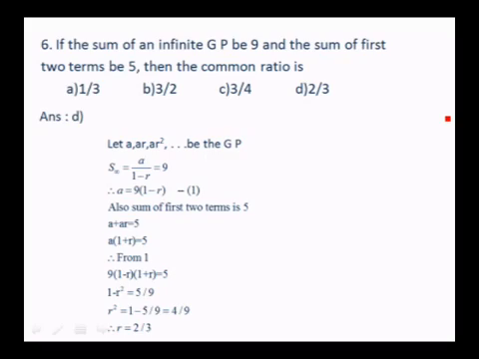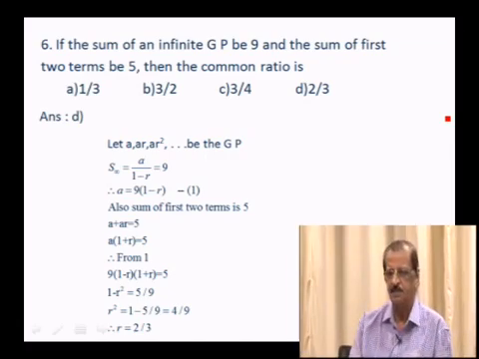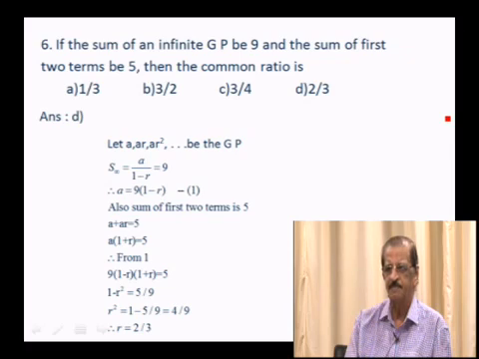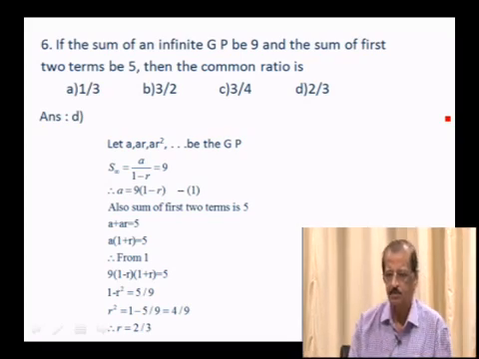The sum of the first two terms is a plus ar. So, that is equated to 5. a plus ar is equal to 5. If you take a as a common factor, a into 1 plus r is equal to 5. Therefore, from 1, you substitute a as 9 into 1 minus r. So, 9 into 1 minus r into 1 plus r is equal to 5. 1 minus r square is equal to 5 by 9. So, r square is equal to 1 minus 5 by 9, that is 4 by 9. So, r must be 2 by 3. So, the option is D, r is equal to 2 by 3.